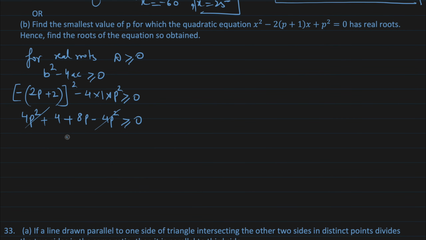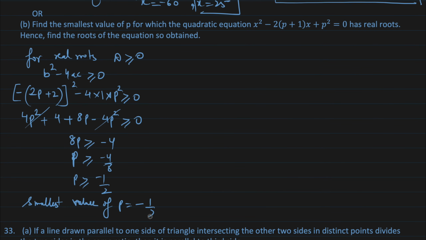So you have 4 minus 8P, right? Okay, fine. Or you can just write it like that: 8P, let's take it this way, better. So P is greater than minus 4 by 8, or P is greater than or equal to minus 1 by 2. Okay, so the smallest value will be minus 1 by 2.